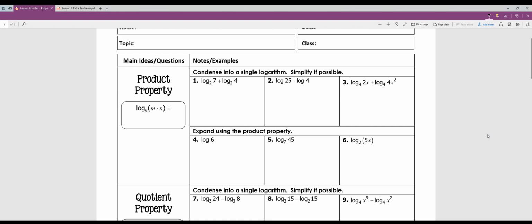By now you should be familiar with what logs are from last week's lesson. And now we're going to get into what are called the properties of logs. We have three properties that we're going to work with: the product, the quotient, and the power property. So let's start in with the product property.